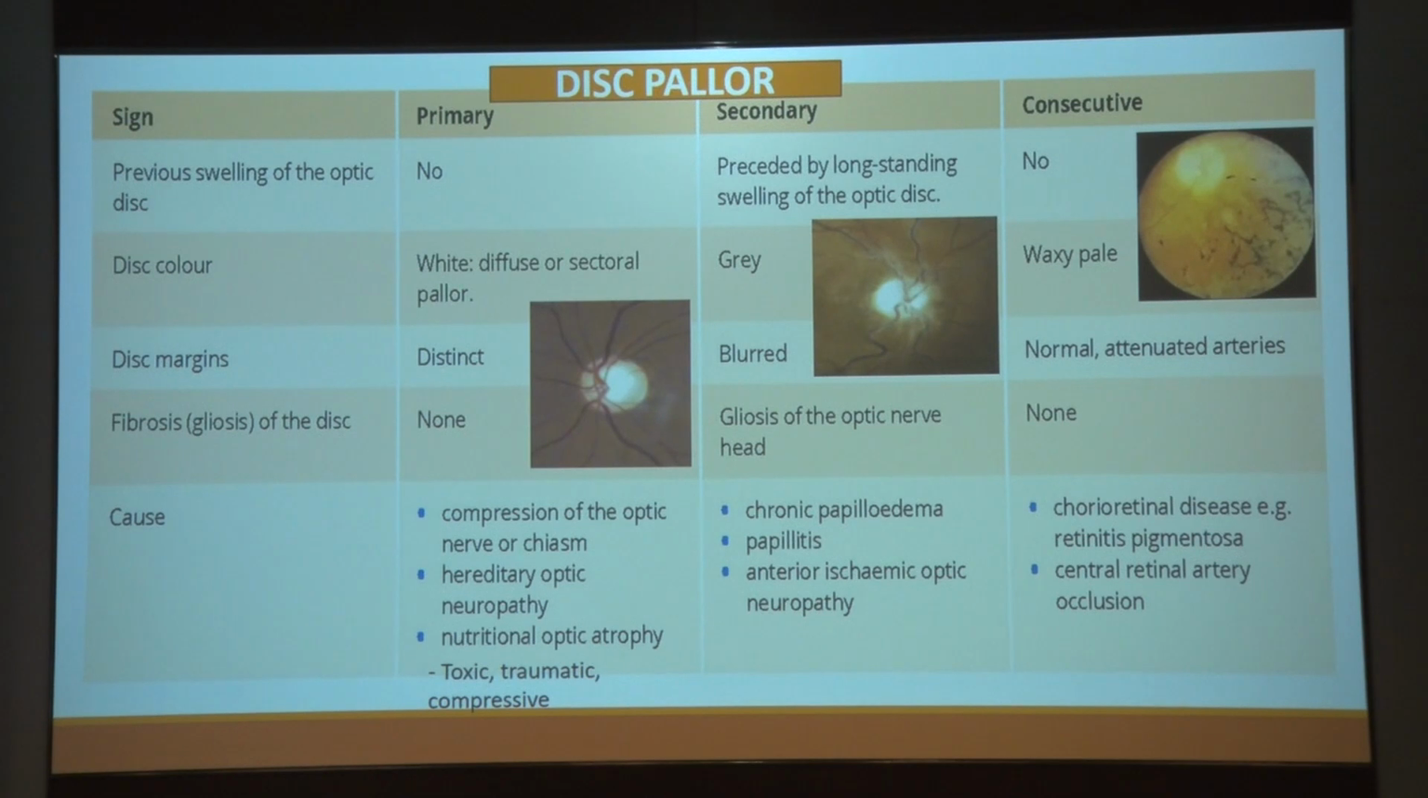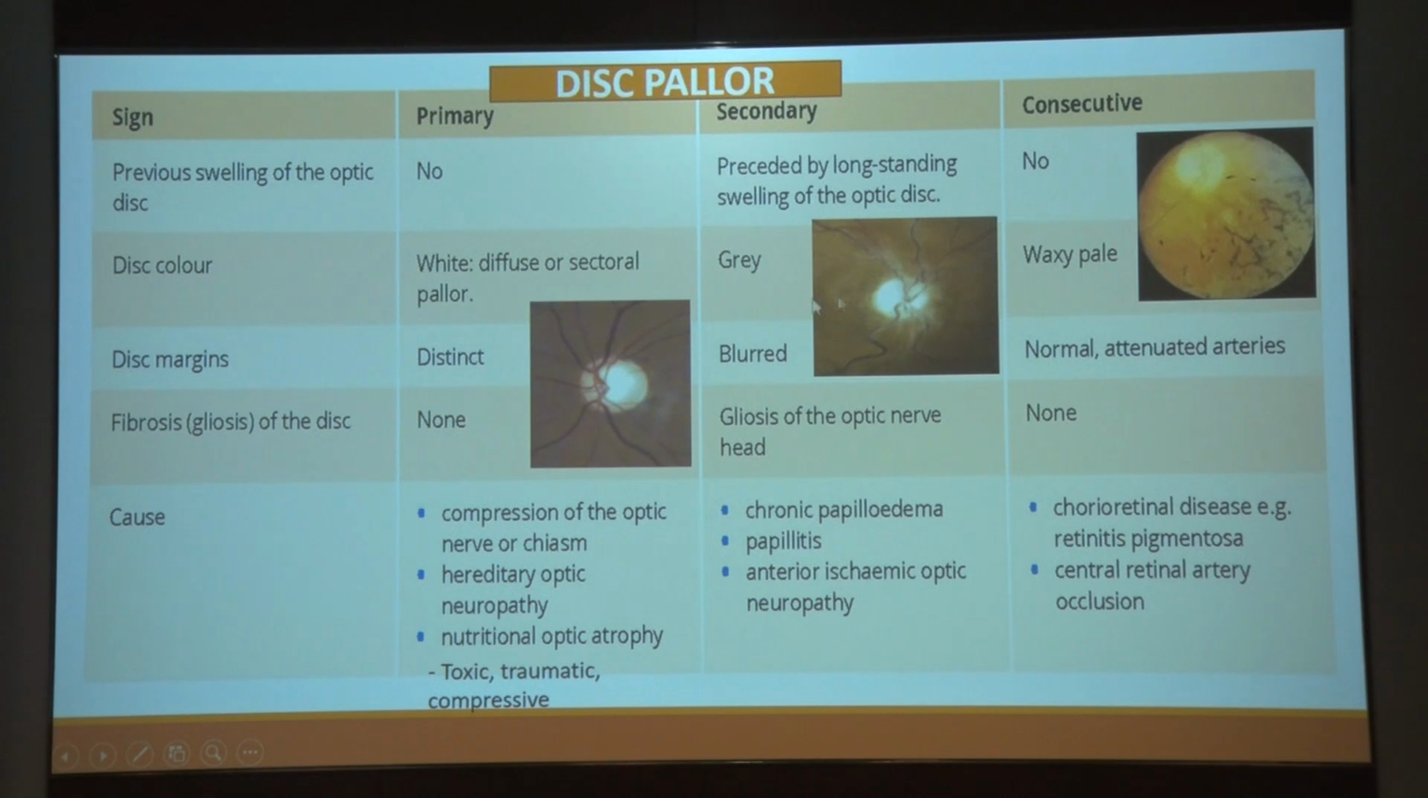So now coming to pallor. Well, pallor could be primary, secondary, consecutive. Primary is related to a compression which is happening behind the optic nerve head. In fact, the new terminologies that we are using are optic atrophy associated with disc edema and optic atrophy not associated with disc edema.